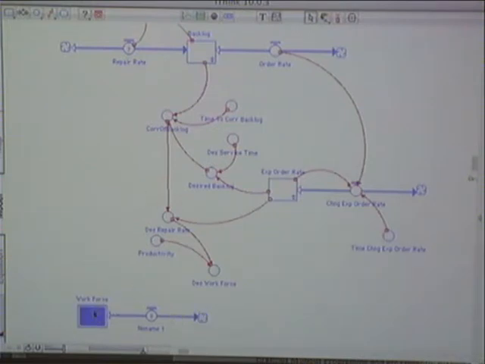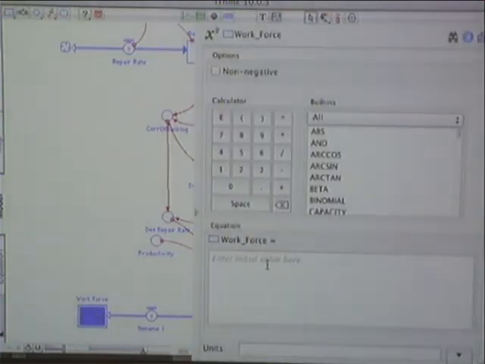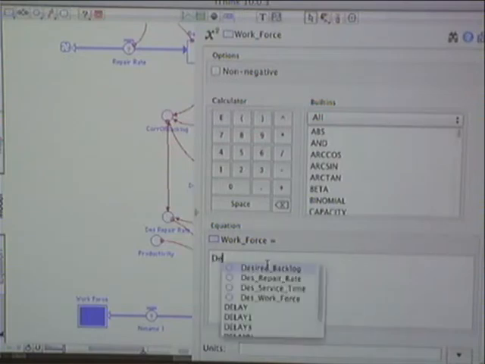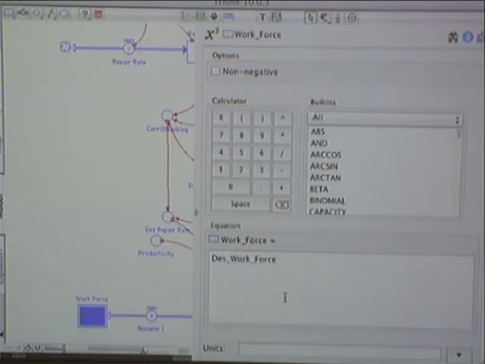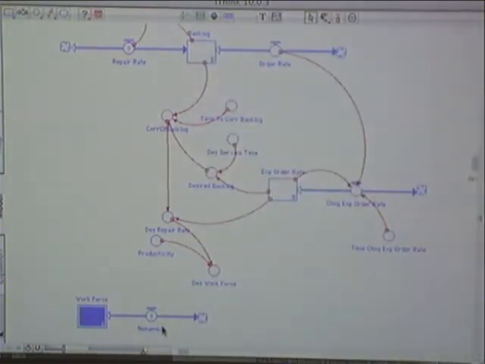Now, the workforce is initially equal to the desired workforce. Do we agree about that? Because we don't want to initialize the model differently than in equilibrium, at least not this time. So the workforce, when you double click on that, you start writing D, E, S, and so on, and up comes all the variables that started with that, and you pick the one that's called desired workforce. Good.